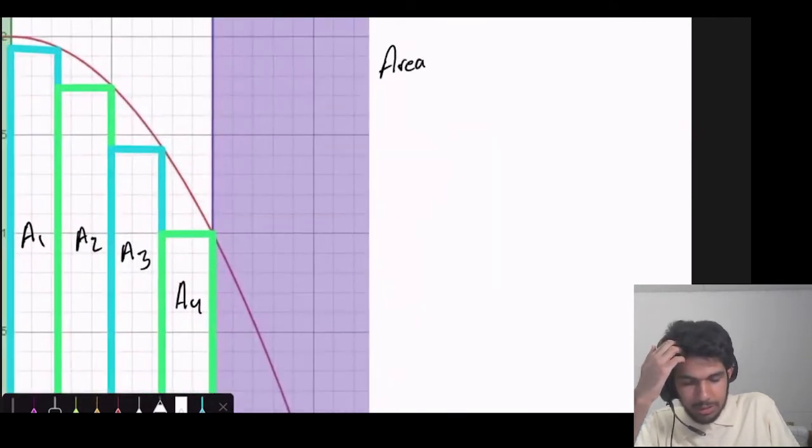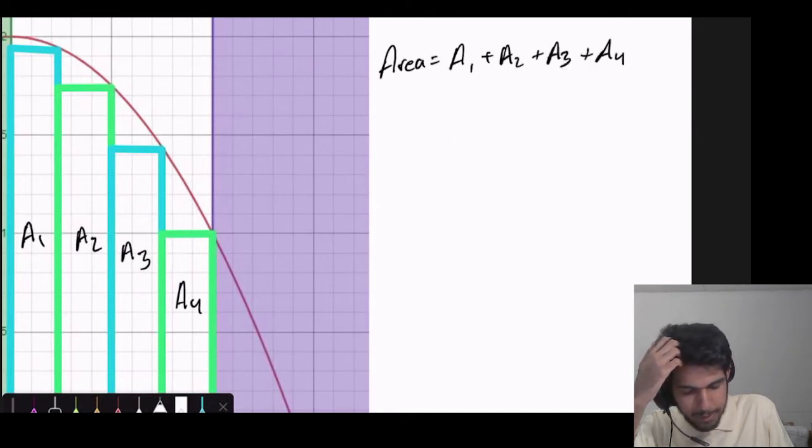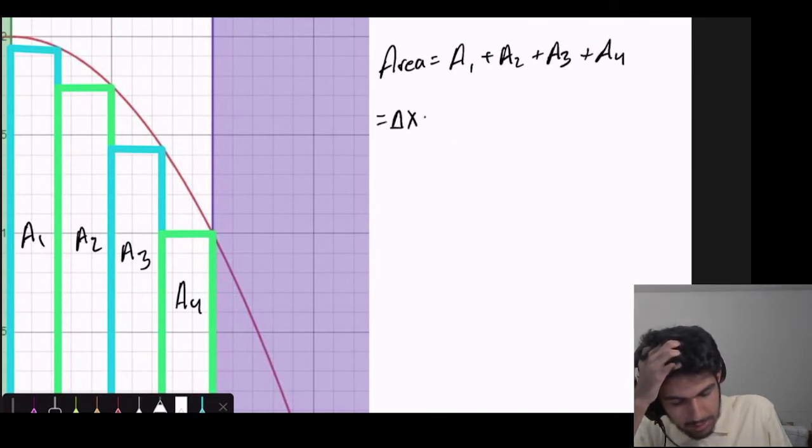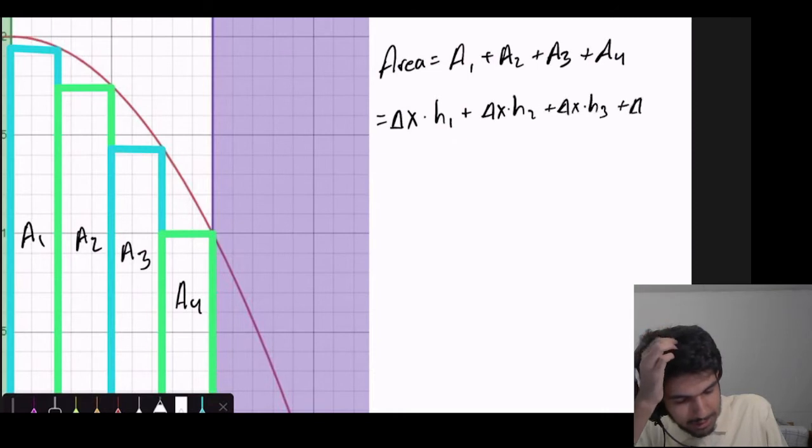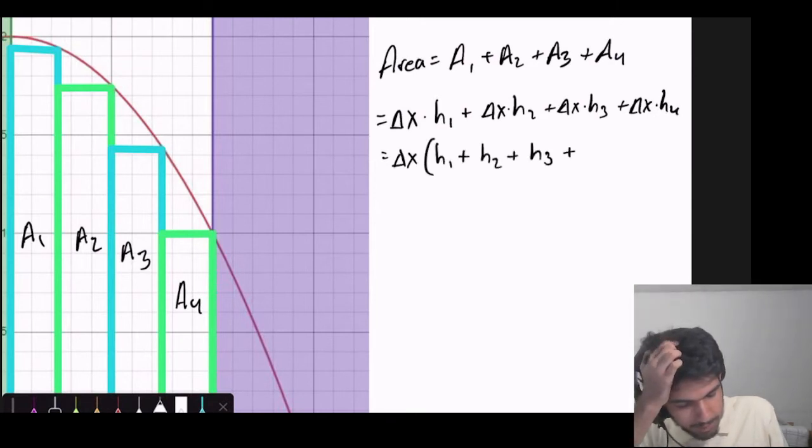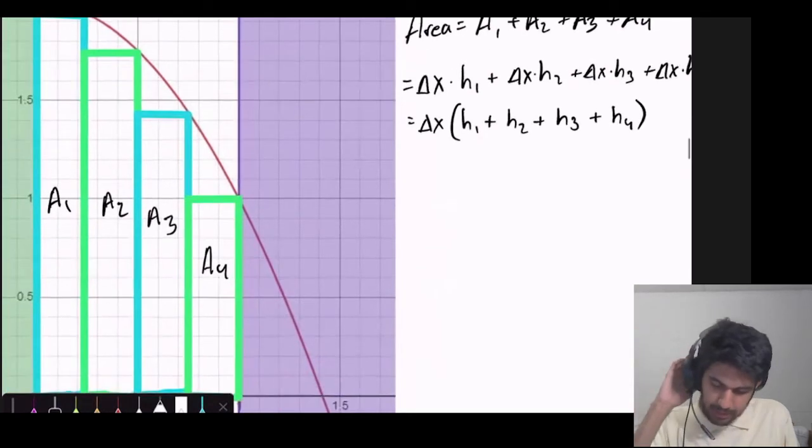So area is equal to A1 plus A2 plus A3 plus A4. So that's going to be equal to delta x times height of 1 plus delta x times height of 2 plus delta x times height of 3 plus delta x times height of 4. So we can factor out this delta x and we just have the sum of these heights. Right? So what are these heights now?